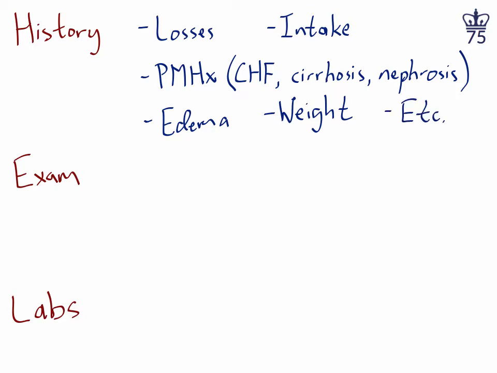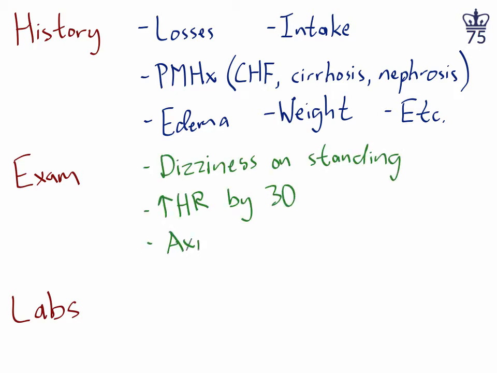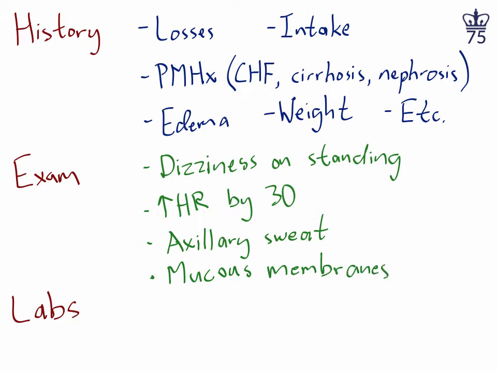The most objective and sensitive physical exam findings of hypovolemia are dizziness upon standing and an increase in heart rate of greater than 30 beats per minute on standing. Decreased axillary sweat is also a good indicator of volume depletion, while moist mucous membranes argue against hypovolemia. Capillary refill and decreased skin turgor are generally not of diagnostic utility in the adult patient.